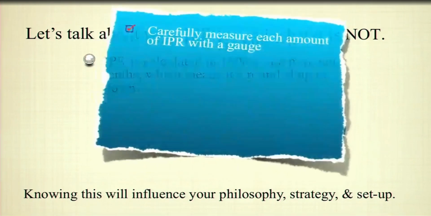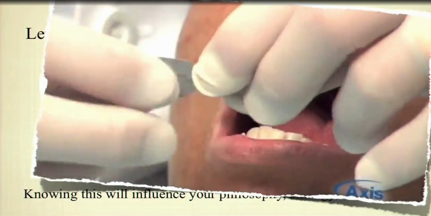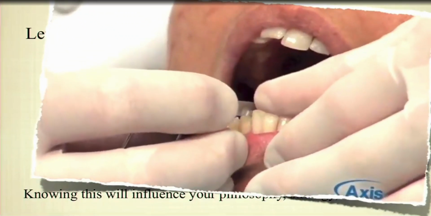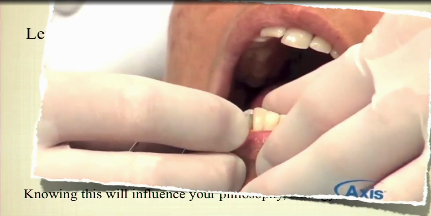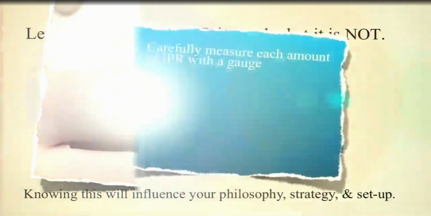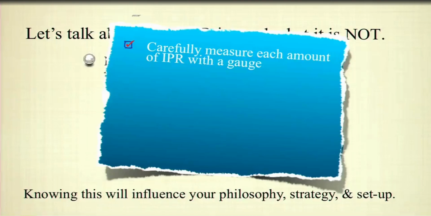Second thing I want you to remember is carefully measure each amount of IPR with the gauge. Now you do have to be exact on that. Here's one of my friends that we took a video clip of, and he's going from the top down. I generally stick the gauge in from the front, and then I'm very careful not to push very hard because I want a passive notation, otherwise the PDL will allow that to go and give me an inaccurate amount of IPR. So I want to carefully measure each amount of IPR with a gauge.